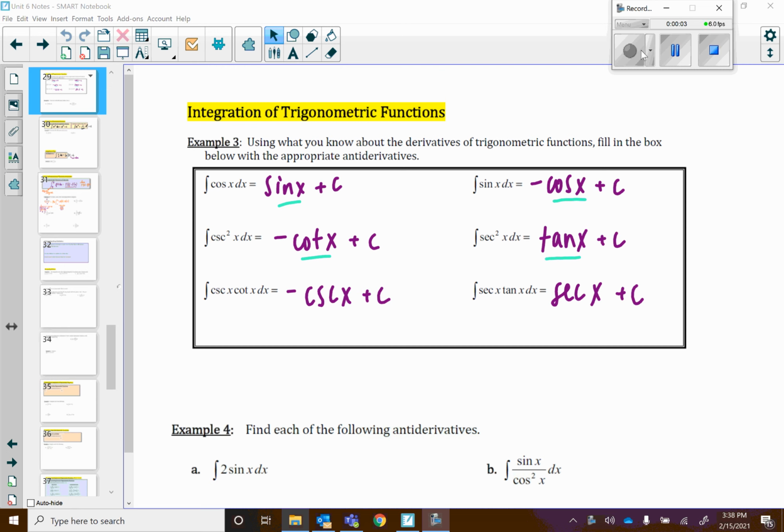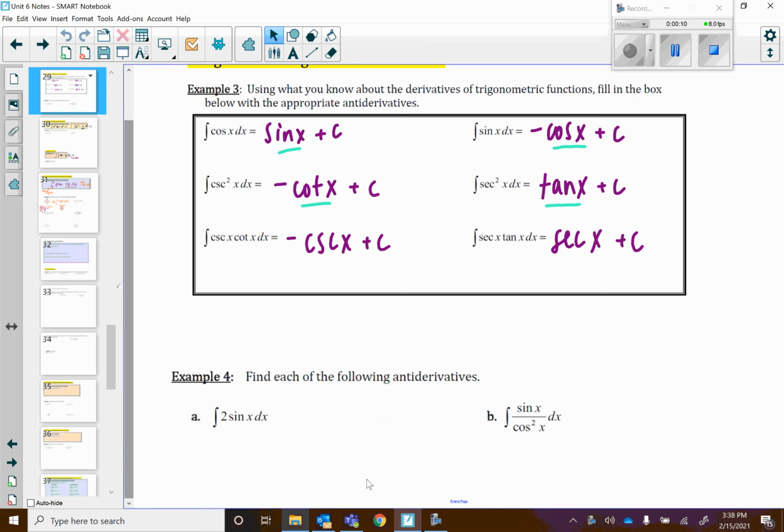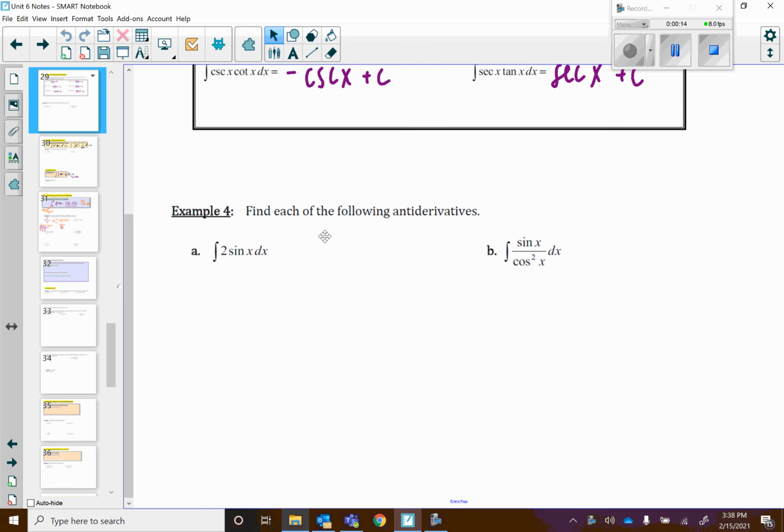Hello and welcome to the video where we're going to do some examples from the content we did on Monday. So find each of the following antiderivatives. The first one we have is 2 sine x dx.